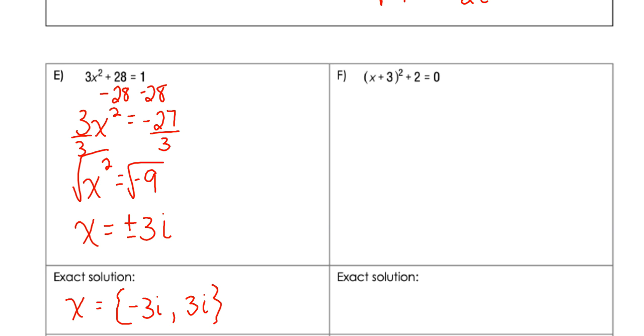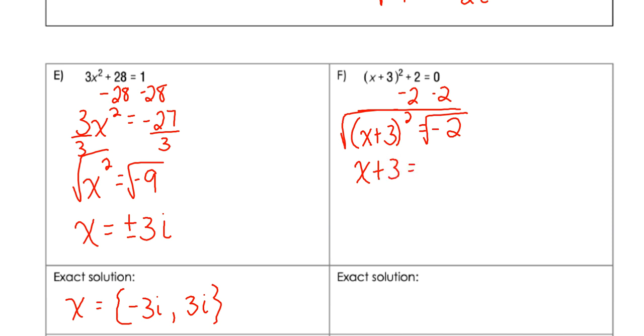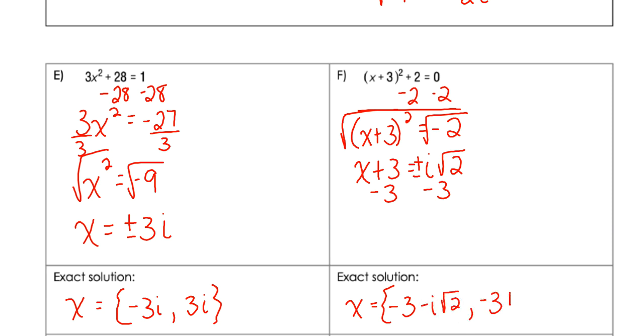Okay, let's look at the second one, written in vertex form. So I'm going to isolate that quantity squared. And I would get that x plus 3 squared equals -2. I'm going to square root to isolate the x a little bit further. And again, that's i square root of 2, and we put a plus or minus in front of it. So now to get x alone, I'm going to subtract 3. And my solutions, therefore, would be -3 minus i square root of 2 and -3 plus i square root of 2.